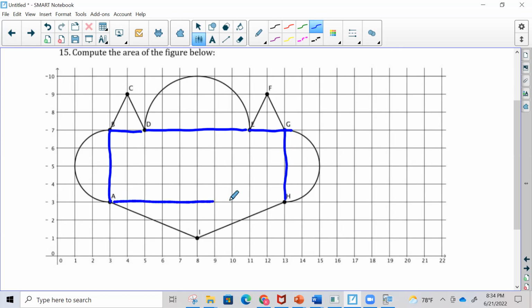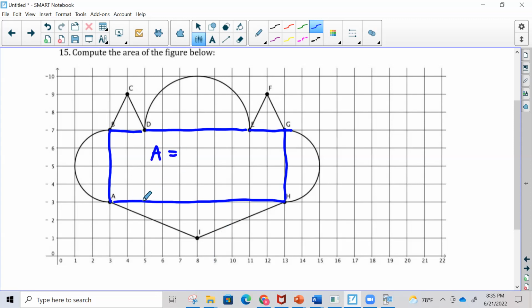And then I can make this a big triangle, or you could cut it into 2 smaller ones, and then this a big rectangle, or you could cut it into smaller rectangles if you want. I'm going to find the area of each piece and then add them together. So the rectangle is the easiest. The area is length times width.